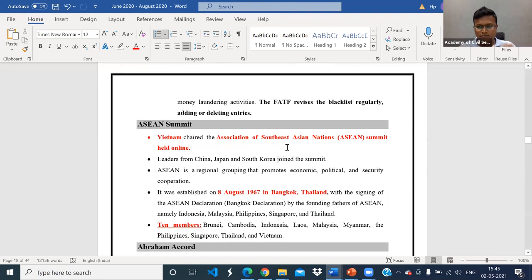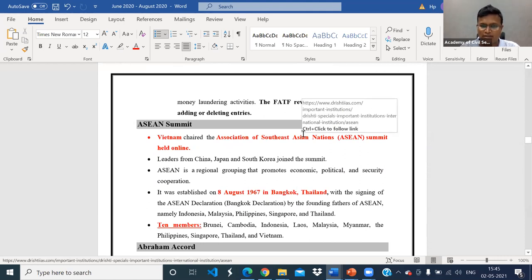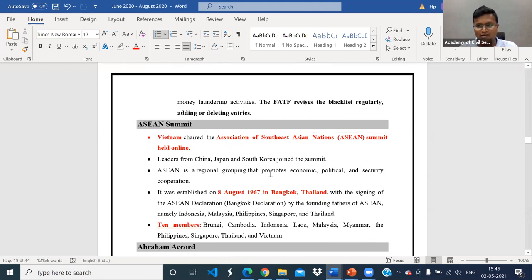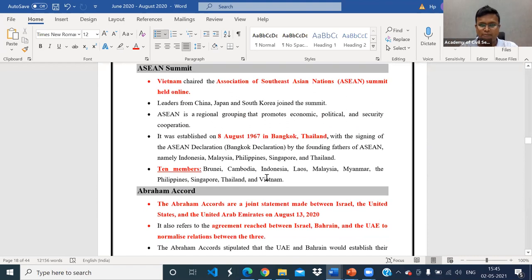ASEAN summit, I hope you remember, we discussed ASEAN. ASEAN is the Association of Southeast Asian Nations. It had the summit recently in Vietnam. In the summit, they invited a few outside members: China, Japan, and South Korea were invited as invitees. Normally India was also invited, but this time India was not invited. ASEAN has 10 members, which we have discussed.